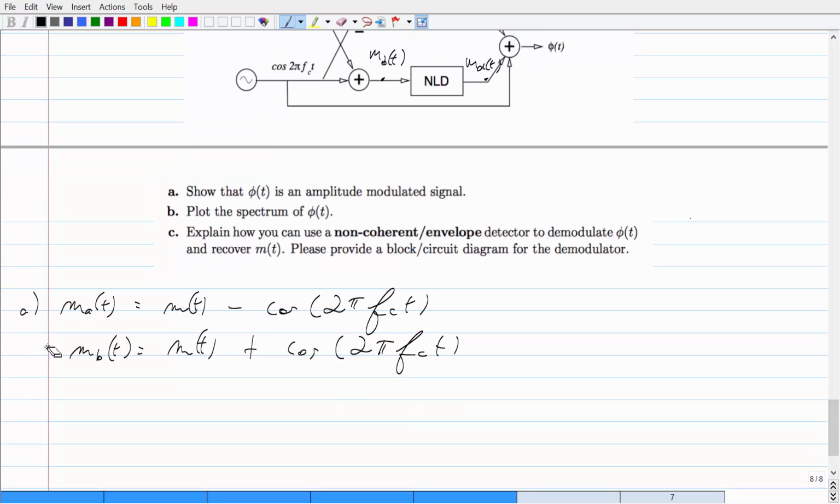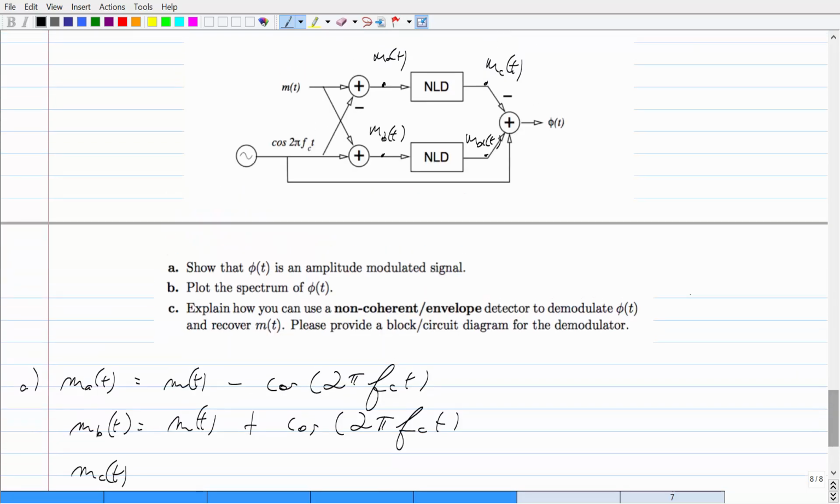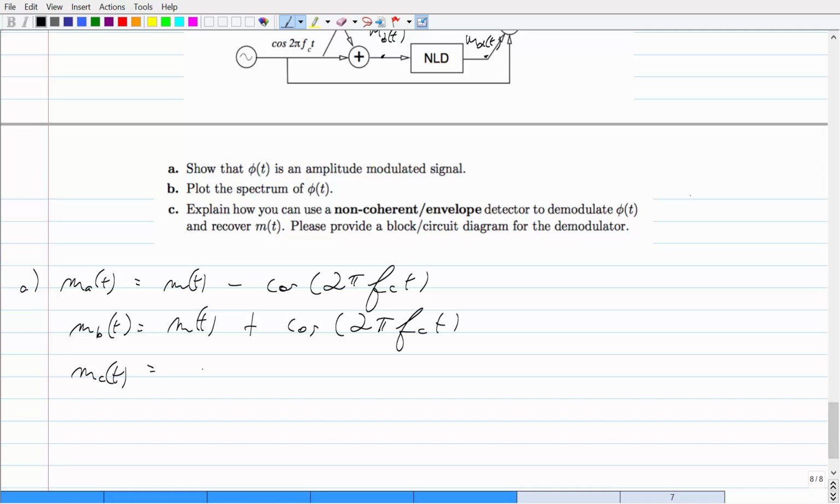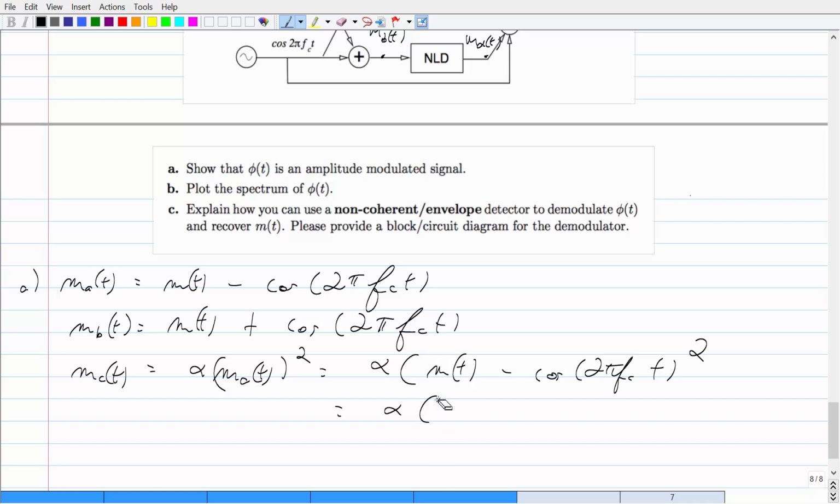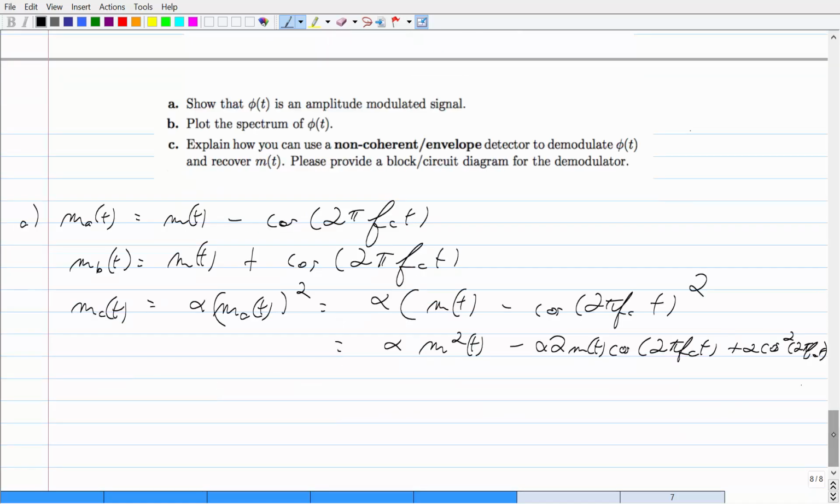Let's take a look at MC of t. MC of t basically takes the input into A and applies the squaring operation with an alpha. So you're doing alpha M of A all squared. So this becomes alpha M of t minus cosine 2 pi fct squared. I'm going to square everything in and then multiply in, so this becomes M squared of t, subtract 2 M of t, and there's an alpha here as well, cosine 2 pi fct, and then plus alpha cosine squared. This is just your standard expanding. If you have a minus b squared, it's equal to a squared minus 2ab plus b squared. And that's pretty much what I did here. And then there's an alpha that factors in, so the alpha goes into here as well.